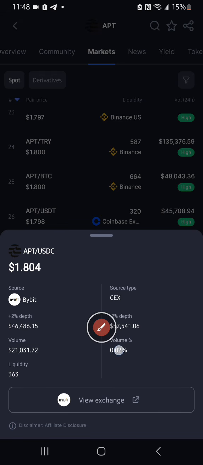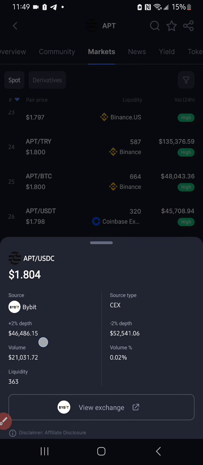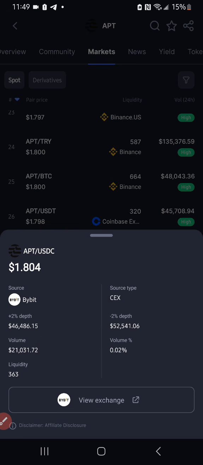This is what we are looking for. The depth here says 52,000. Meanwhile, the other one says 46,000 and above. This one is about 52,000 plus, which signifies that the strategy is about to work. And the way it will work is that it will quickly go to take out this 2% liquidity before it probably goes in its initial direction, because this one is higher than the plus 2%.